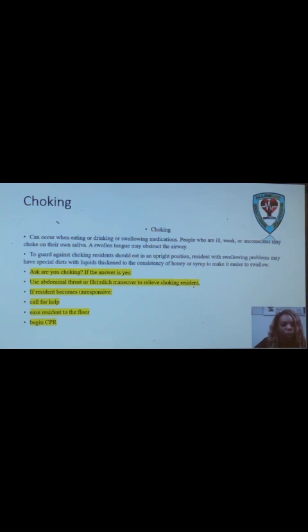If you notice that a person is choking, you want to first ask, are you choking? And if they answer yes, then you're going to use your abdominal thrust or the Heimlich maneuver to relieve the choking resident. You're basically placing your arm around their waist, balling your fist up and placing one hand over the fist and using quick upward thrusts to the lower abdomen to help the person expel the object that they may be choking on. If the person becomes unresponsive, you want to call for help and begin CPR.